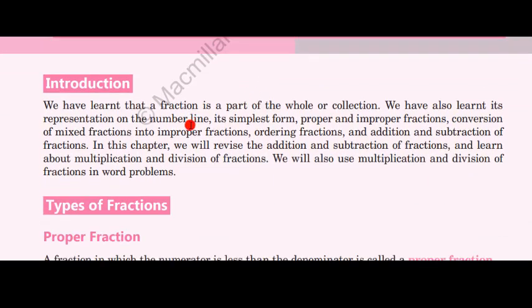Now in the introduction part, it says that a fraction is a part of a whole or a collection. It is never complete. A fraction always represents a part of the whole. That means if I say half, it means out of the total I have taken only half. And we have also learned how to represent them on the number line. There are the simplest form of a fraction, proper and improper fractions, mixed fractions, and how to convert a mixed fraction into an improper fraction. Then ordering of fractions, addition and subtraction of fractions.